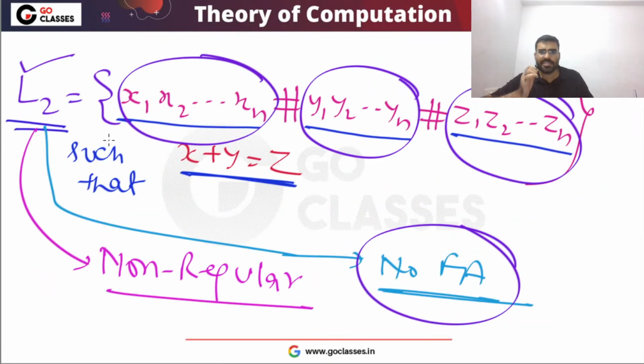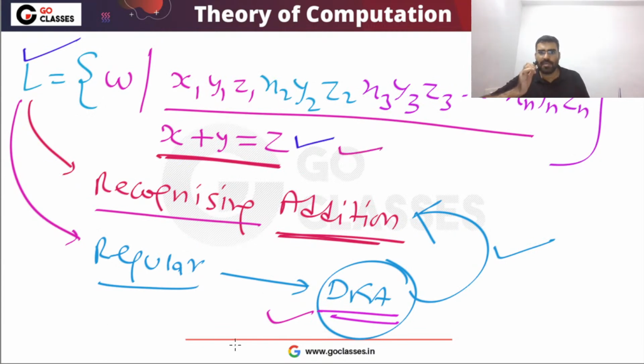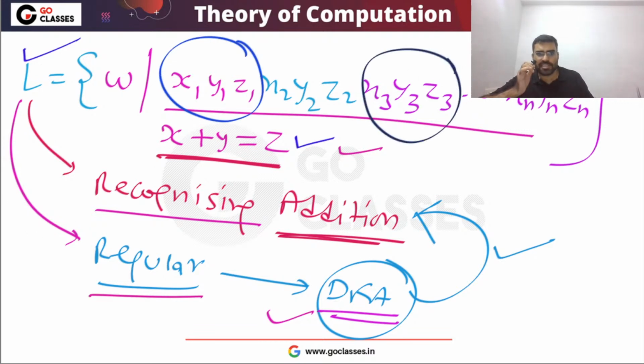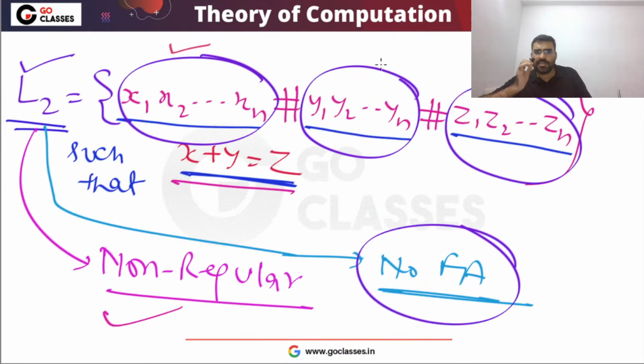For example, if this language is given to you, then you will say this is non-regular. In this language, addition is happening. In this language also addition is happening. But this language is regular because in this language, we are only thinking about 3 things at a time. I hope this point is clear. But in the other language, you can notice first the entire X, then the entire Y, then the entire Z. So this language is non-regular.